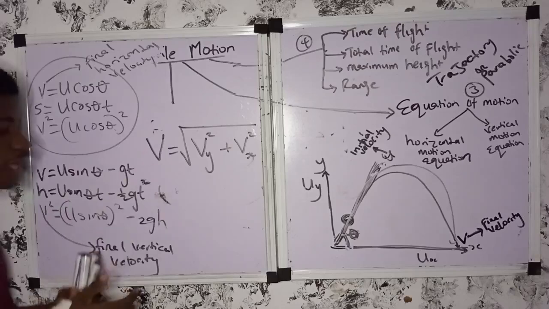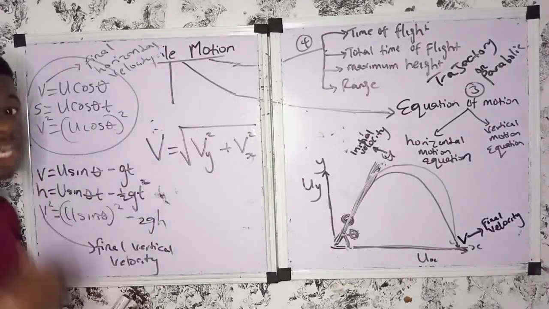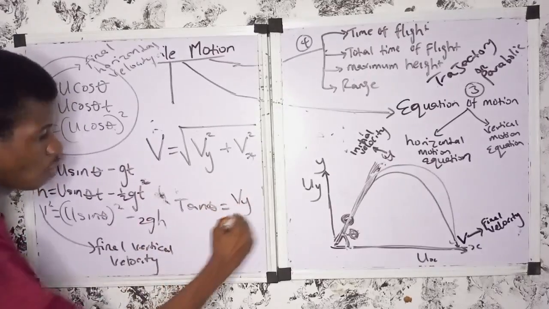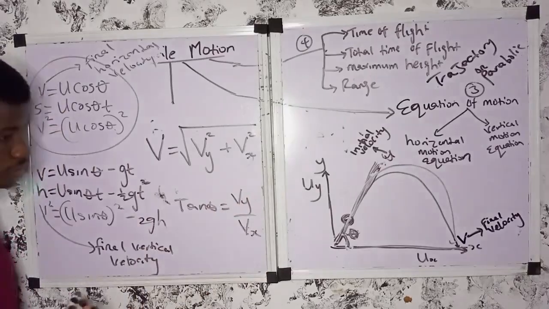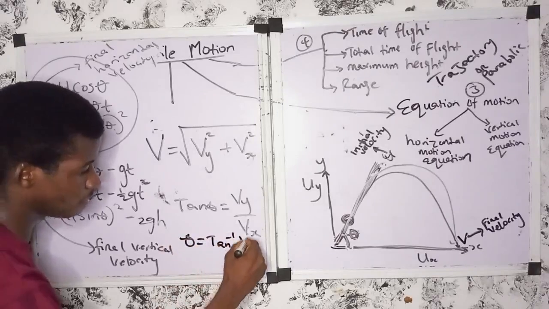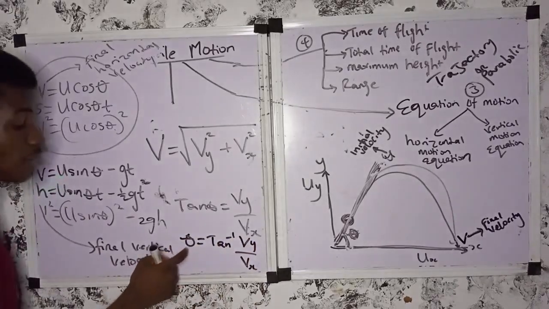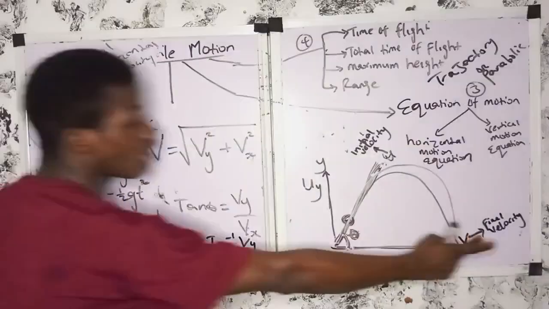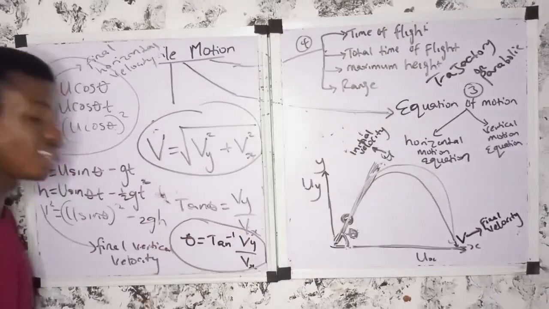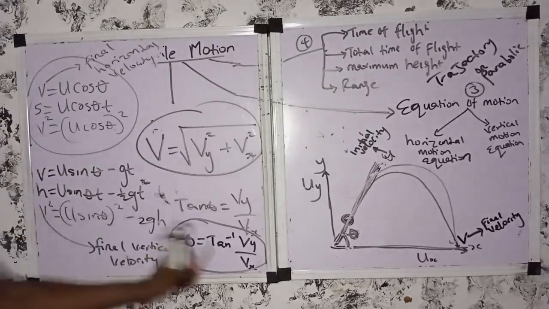Now, the angle, the direction of this final velocity. To look for the direction of this final velocity is very easy. Tan theta is equal to vy over vx. So theta, which is the angle, equals shift tan of vy over vx. We can use this angle to calculate the direction of the final velocity. So take note of this part. Please, all these things are very important. We are going to use them. This part, this part, this part, this part.